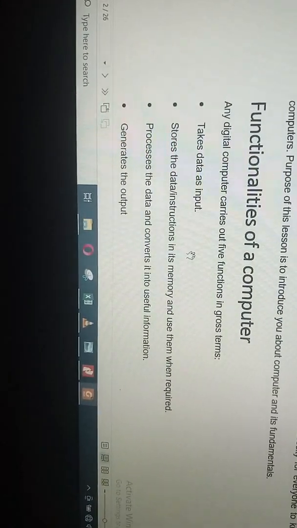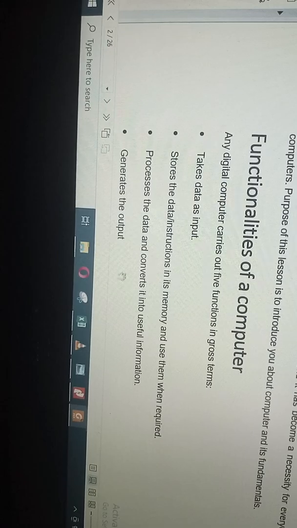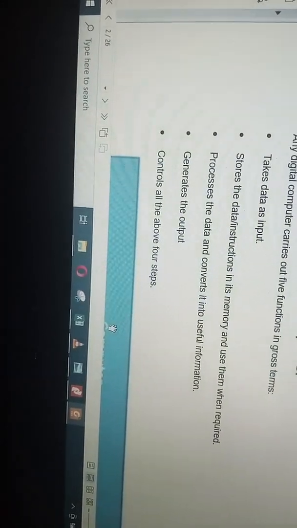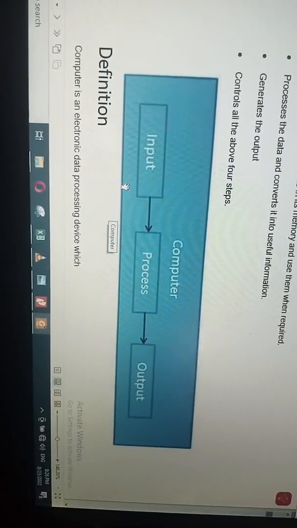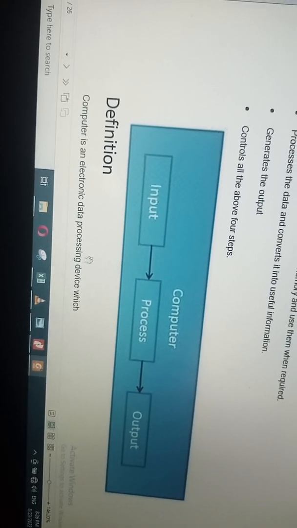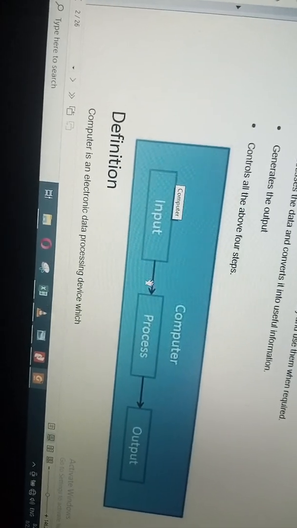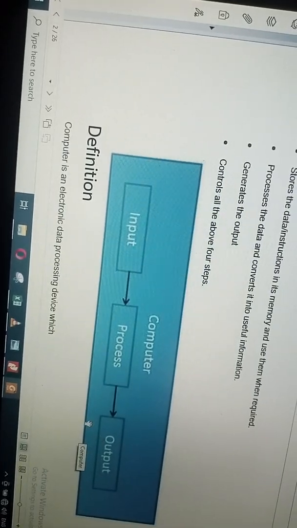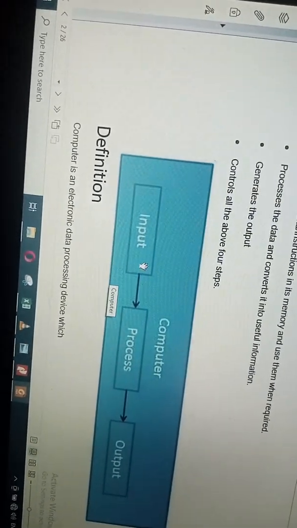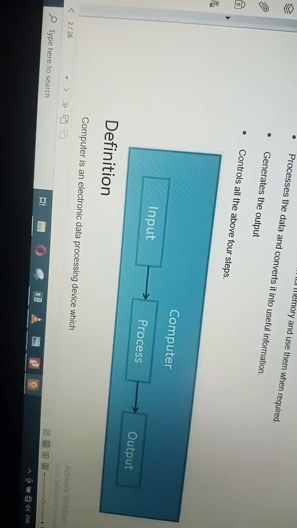Like we can see here, it takes data as input, stores the data, processes the data, and converts it to useful form, generating the output. So we have this diagram. This diagram is a sketch that shows us what the computer is all about. We start from input, then store, though we cannot see store, but there's a place for storage. Then it processes the data, and then we have the output, which is displayed in a desired format. So this is the architecture. This is a simple diagram that shows the functionalities of the computer, how the computer works in general terms.